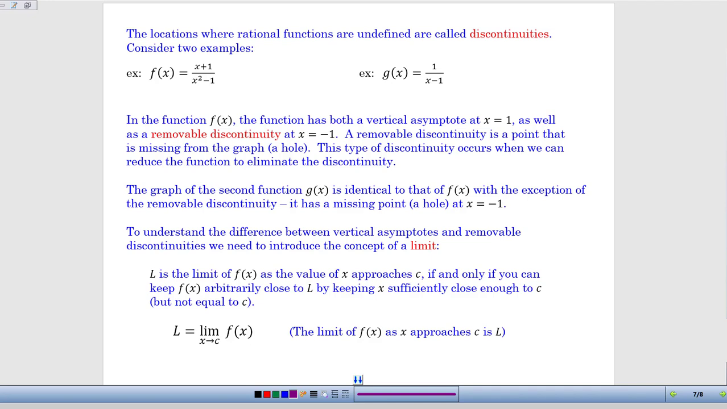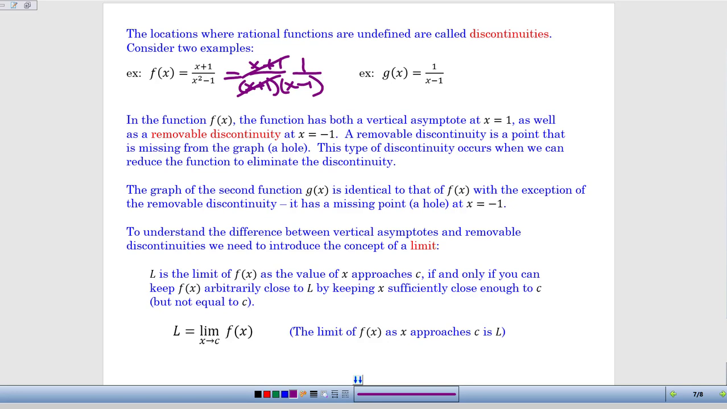Now, one other type of circumstance that we investigated beyond the slant asymptotes, which again we're ignoring, are what are called removable discontinuities. If we compare the two functions in front of us, 1 over x minus 1 on the right, and a little bit more complicated function on the left, we can factor that denominator into x plus 1 times x minus 1. Then we can reduce it so we end up with 1 over x minus 1, which is the exact same function as the second.